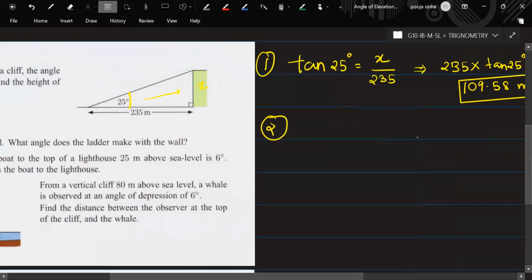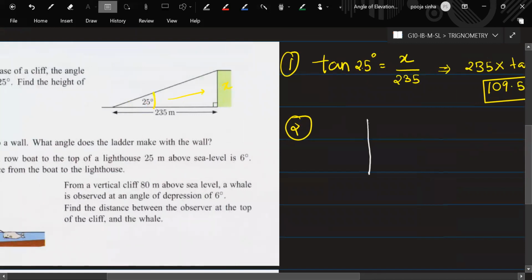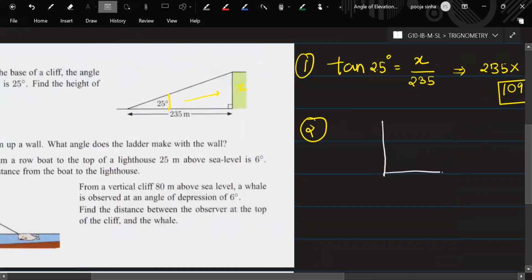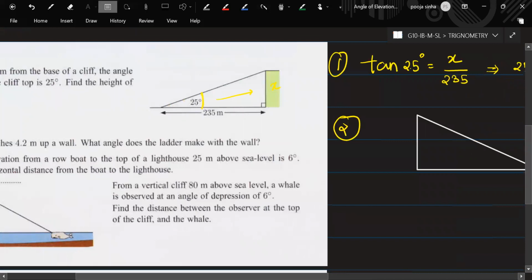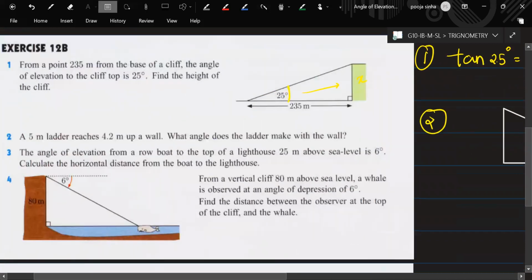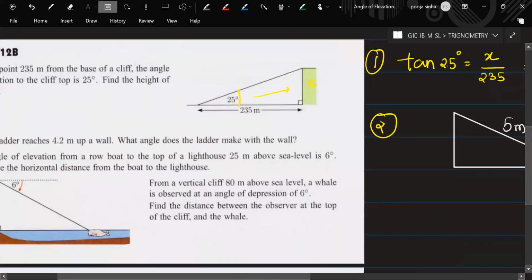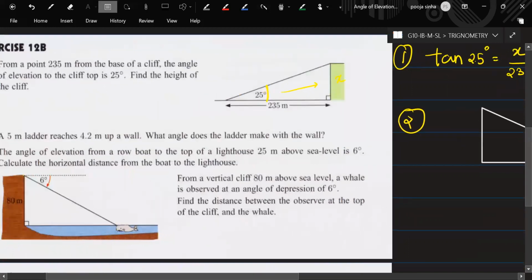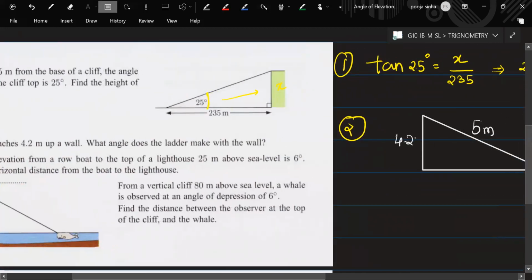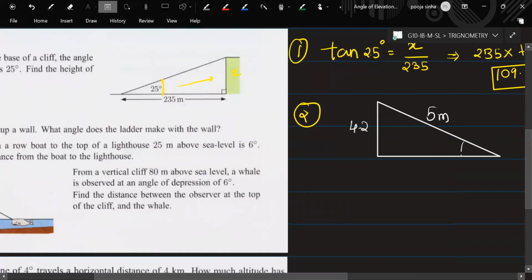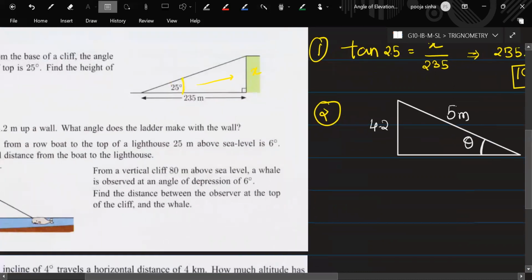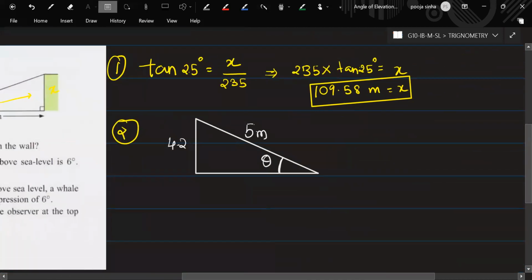So this is the wall. This is the ground. And let this be the ladder. What is the length of the ladder? 5 meters. So the ladder will be the hypotenuse, right? Which is the wall? 4.2 will be the height. You're supposed to find this angle. Let's call it theta.